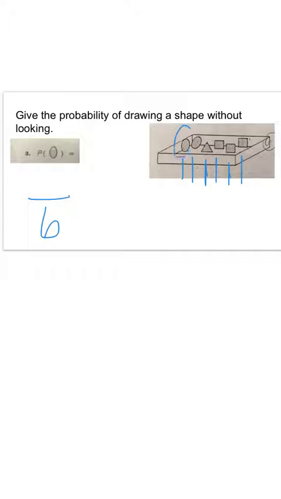Then, how many ovals are there? There are 2, so the number 2 goes on the top. You can reduce the fraction by dividing by 2 in the numerator and denominator, and your ending answer is 1/3. There's a 1/3 probability of pulling an oval out.